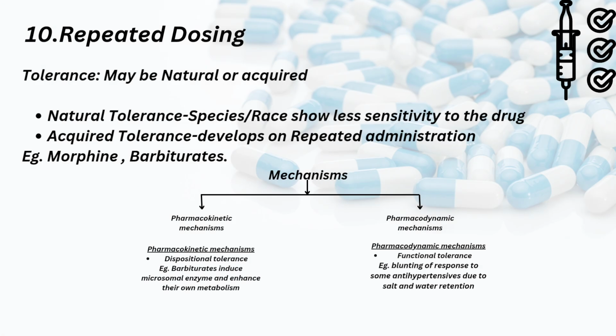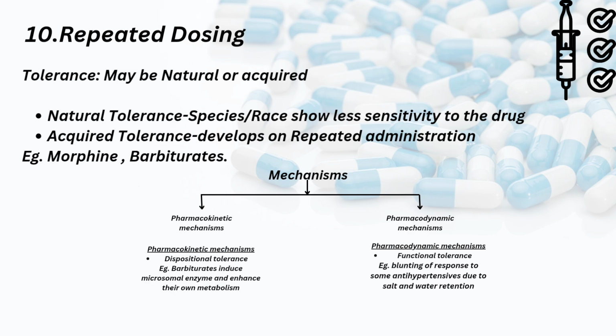Tolerance. It is developed when the drug is repeatedly administered. It is classified into natural tolerance and acquired tolerance. Natural tolerance. Species or race show less sensitivity to the drug. Acquired tolerance. It is developed on repeated administration. Example, morphine and barbiturates. Mechanism of tolerance is of two types, pharmacokinetic mechanism and pharmacodynamic mechanism.